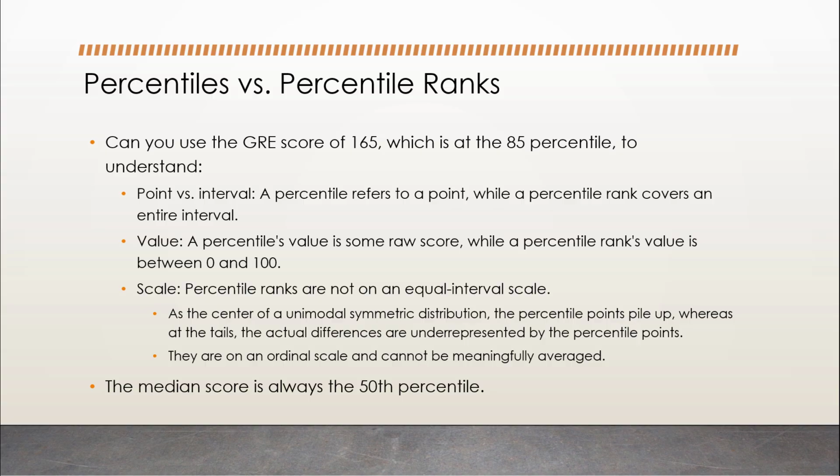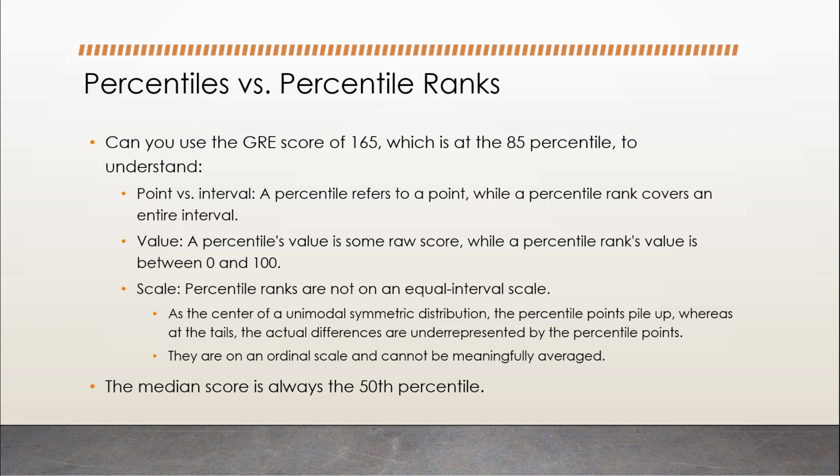Raw scores are usually ratio variables, so percentiles are ratio variables too. Percentile ranks are different. They are not equal interval scales. They are ordinal, so they cannot be meaningfully averaged.